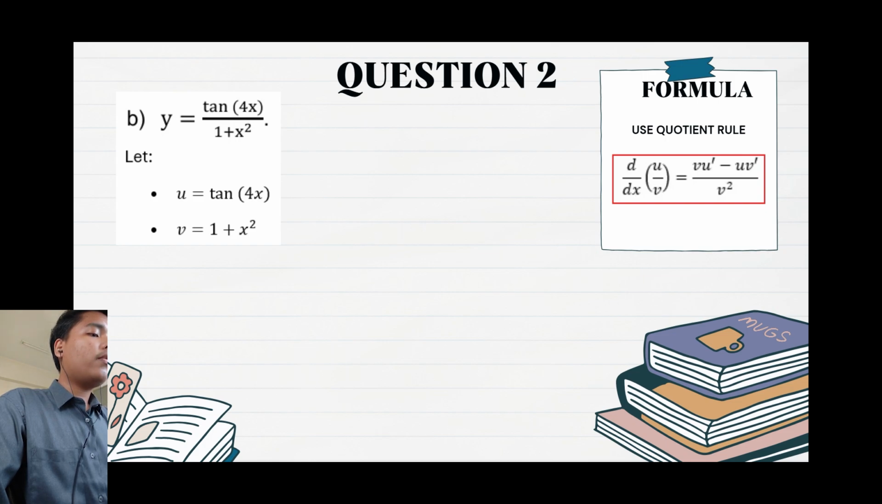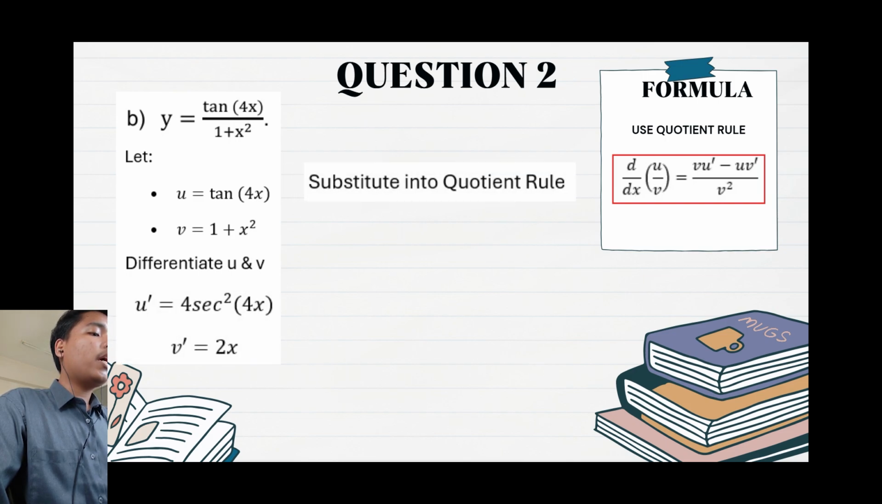First, we differentiate u. The derivative of tan 4x is secant square 4x, and we apply the chain rule, so we multiply by 4. So du over dx is equal to 4 secant square 4x. Next, we differentiate v. The derivative of 1 plus x square is 2x. Now we substitute into the quotient rule formula.